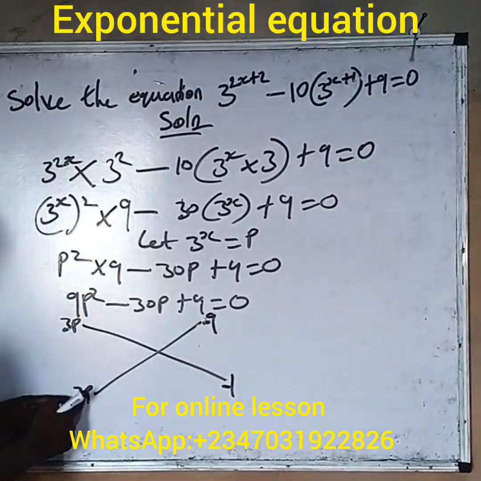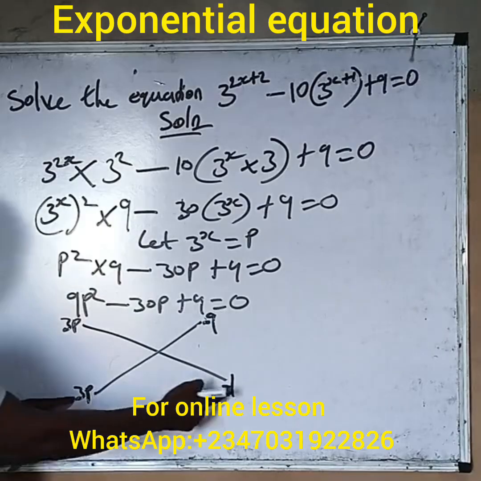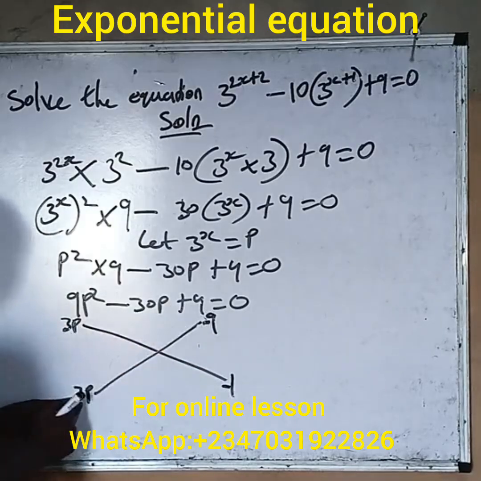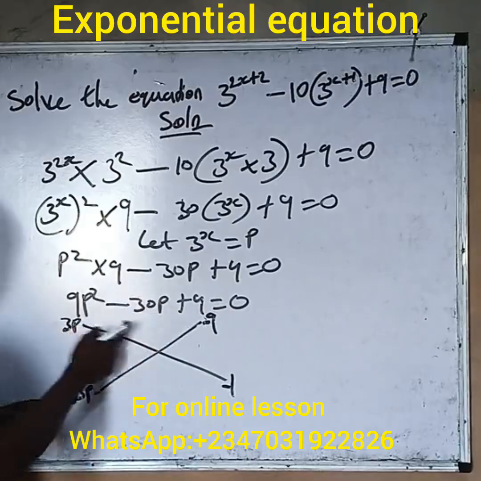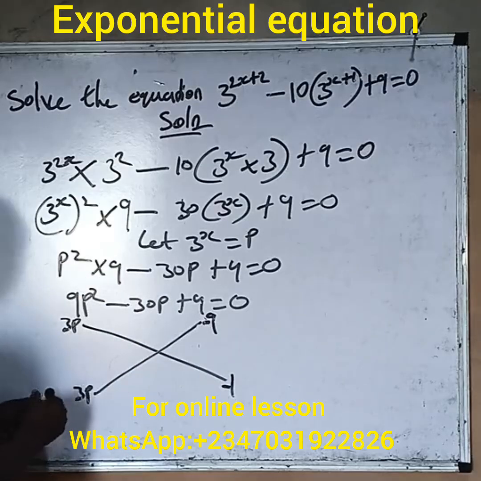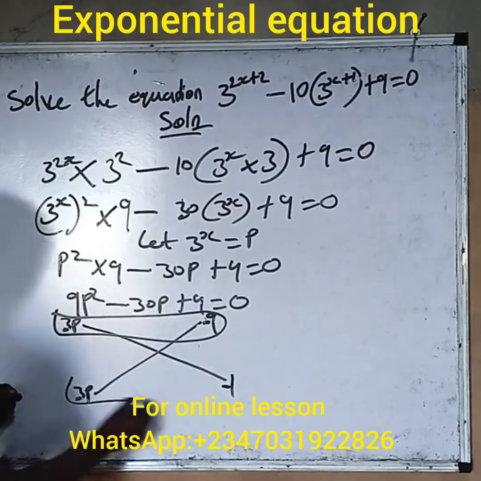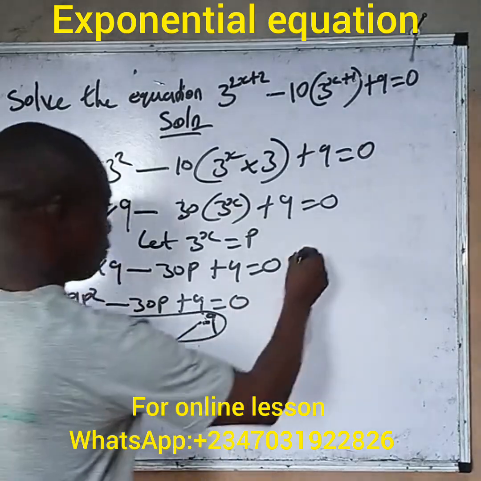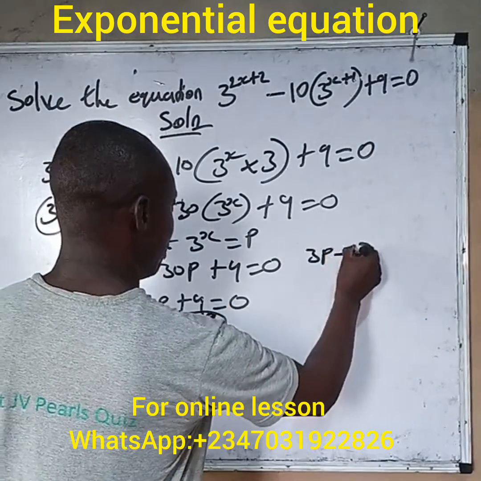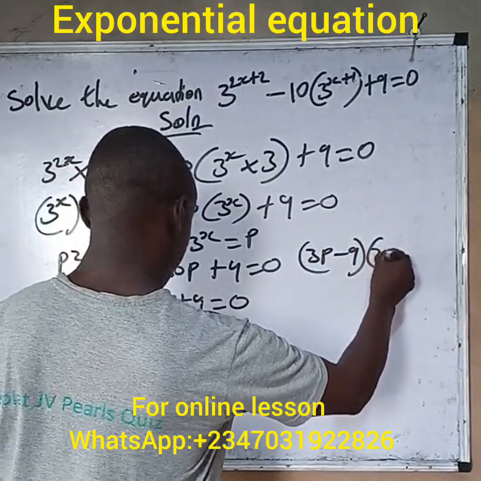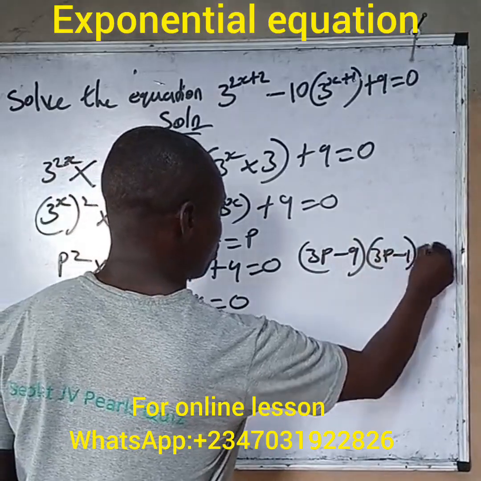Minus 9 times 3p is minus 27p. Minus 1 times 3p is minus 3p. So minus 27p minus 3p will give me minus 30p. So it means what we have here now is correct. So I will just pick this one like this and this one like this. So these are the factors. So we have 3p minus 9 and 3p minus 1 is equals to 0.